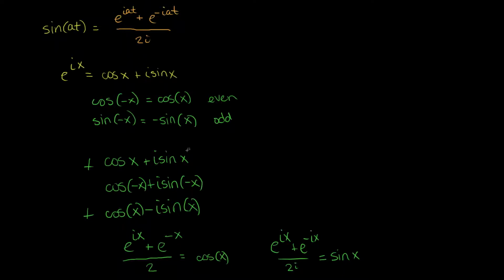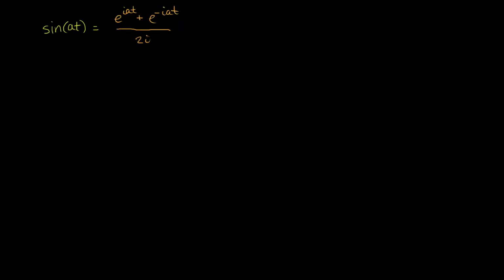In order to make space, I'm going to erase this, but keep it in your mind, and you can always pause and rewind to that part of the video if you want to understand it more. This tells us that the Laplace transform of the sine of at is really just the Laplace transform of e to the iat minus e to the negative iat, divided by 2i.